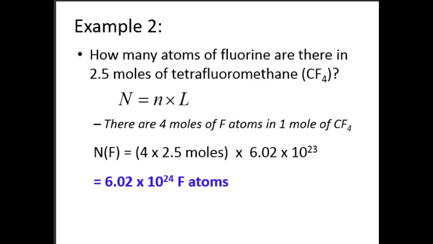Here's another example. How many atoms of fluorine are there in 2.5 moles of tetrafluoromethane? So if we rearrange our mole equation, we get that we could find the number of atoms by multiplying the moles times Avogadro's number, L. So you could say, okay, we have 2.5 moles, and you're going to multiply that by 6.02 times 10 to the 23rd, and that will give you the number of molecules. But the thing is that they want to know specifically about atoms of fluorine. So now that we have moles of the whole compound, we're going to multiply by 4 because there are 4 fluorine atoms.